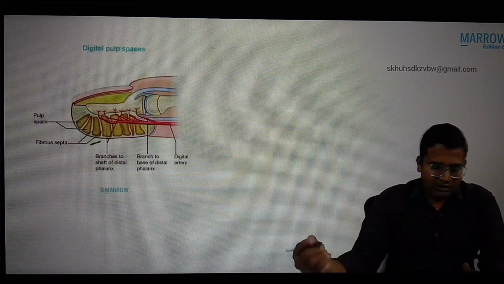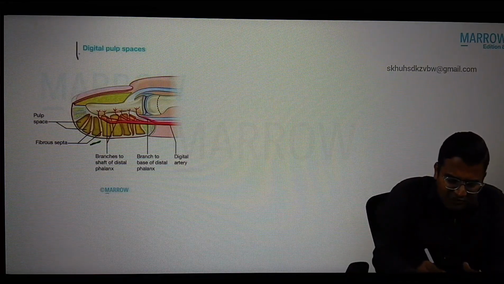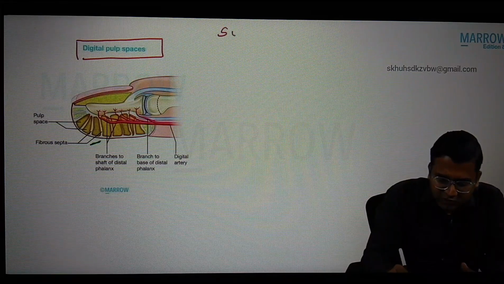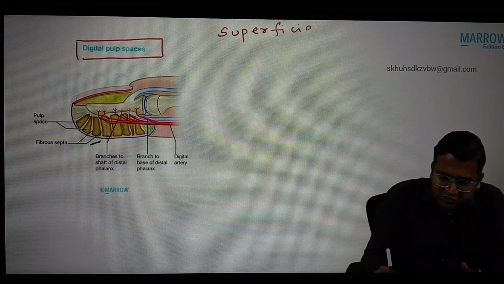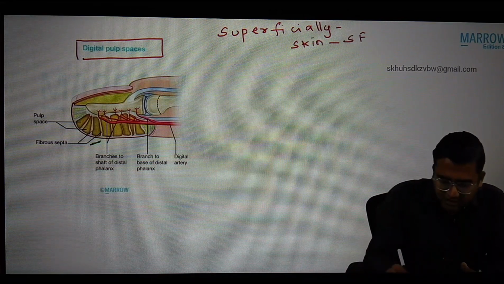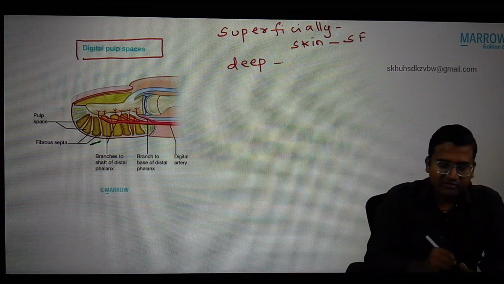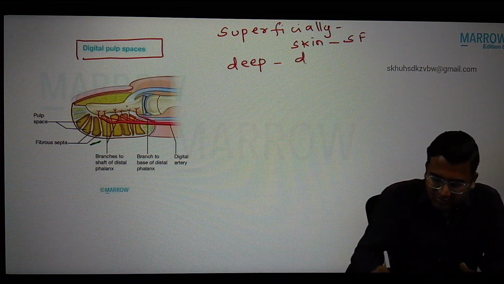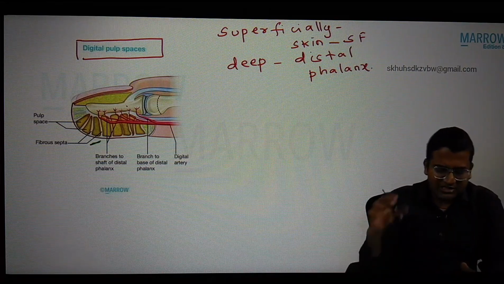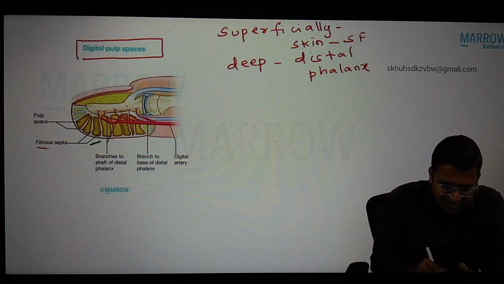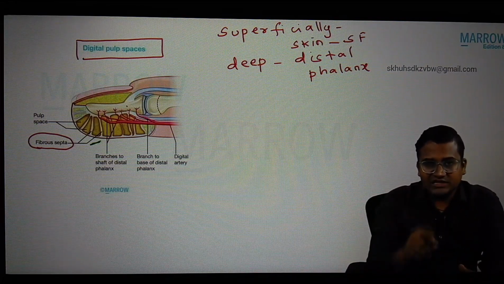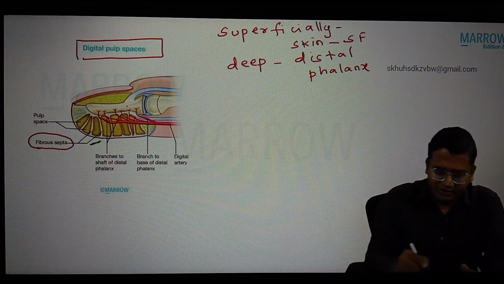Okay, right. Next we're going to discuss another small space called the pulp space. What are the boundaries of the pulp space? Superficially we have skin and the superficial fascia. The deep relation for this space is bone, that is the distal phalanx. Now what do you see in this space? In this space we see numerous fibrous septa from the skin to the periosteum, dividing this space into so many loculi.